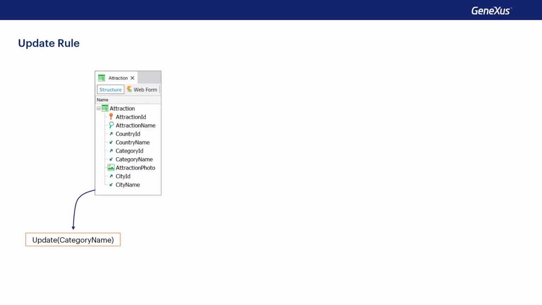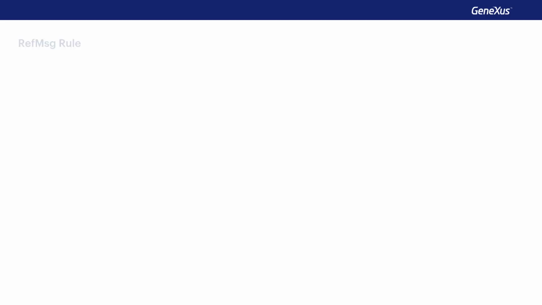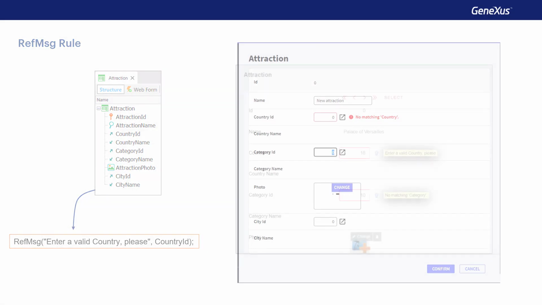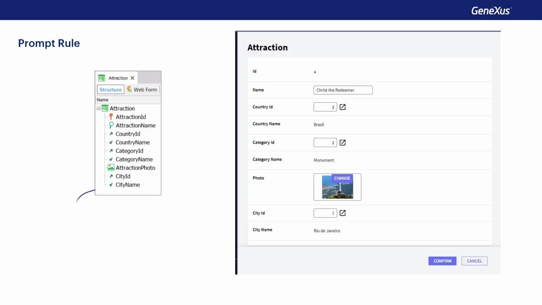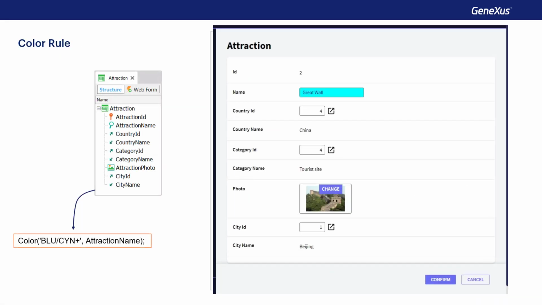There are other very interesting rules that you can explore. For example, the update rule, which allows you to modify the values of the attributes inferred from a transaction, updating them in their corresponding tables. The ref message rule, which allows changing the default messages displayed by Genexus when a certain referential integrity check fails. The prompt rule, which allows changing the prompt or default selection list for each foreign key. The color rule, which allows using colors to quickly improve the application's appearance.